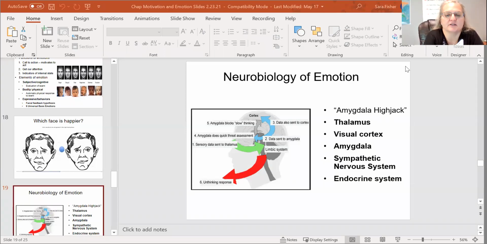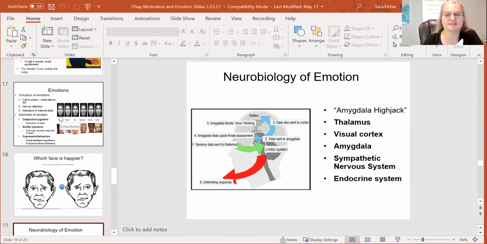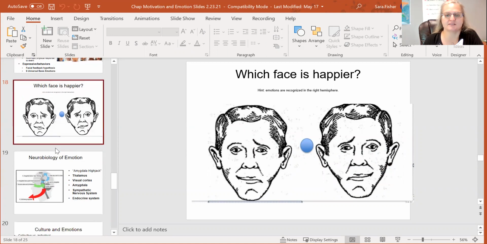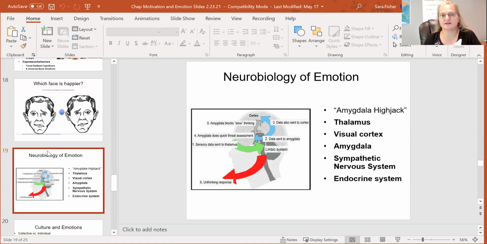Okay, so in this video lecture, I want to pick up where I left off in the previous one, talking about emotions. In the previous lecture, we were talking about basically the definition of emotions. This slide was intended to illustrate how the left hemisphere is the hemisphere that reads faces and emotions. And then we were talking about the amygdala hijack and the neurology, the neurobiology of emotions.